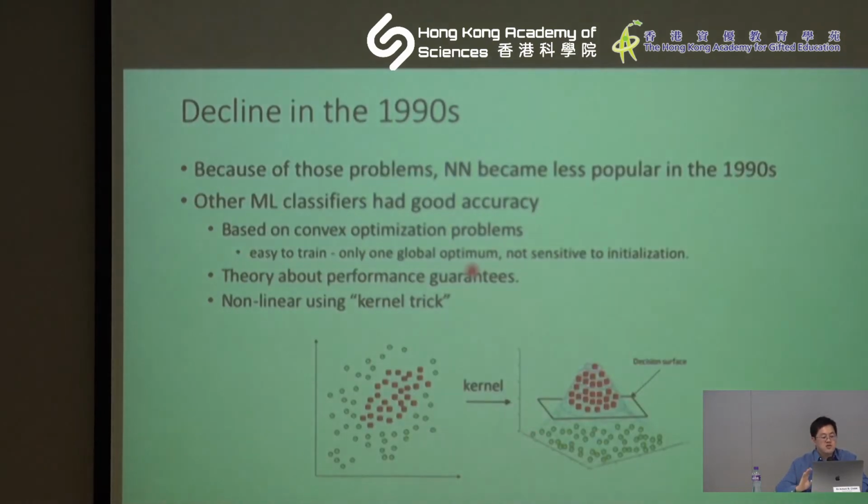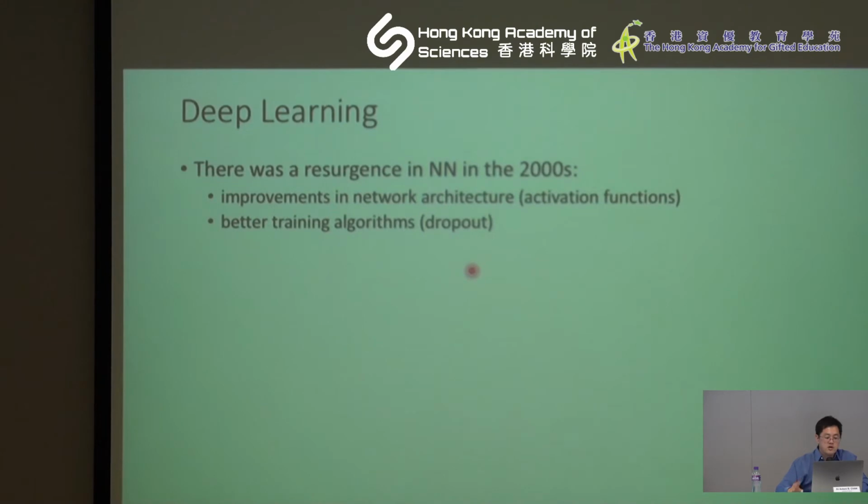Then neural networks became less popular in research in the 1990s. Other machine learning classifiers that people developed had better accuracy and were easier to train. They had performance guarantees similar to neural networks, and they can also be nonlinear, so nobody used neural networks, until around 2000.